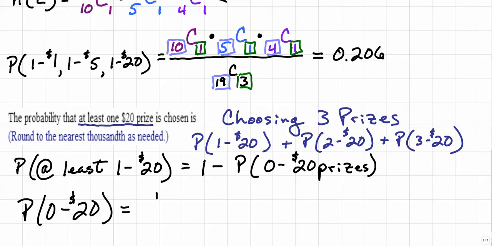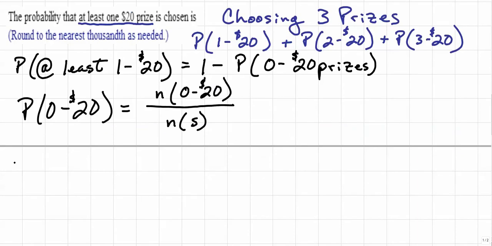It will be equal to the number of 0 $20 prizes divided by the sample space, the number in the sample space, which we've already calculated. So let's go ahead and calculate the number for 0 $20 prizes. Now remember, we have 19 total prizes, and we're going to choose none of the $20 ones.